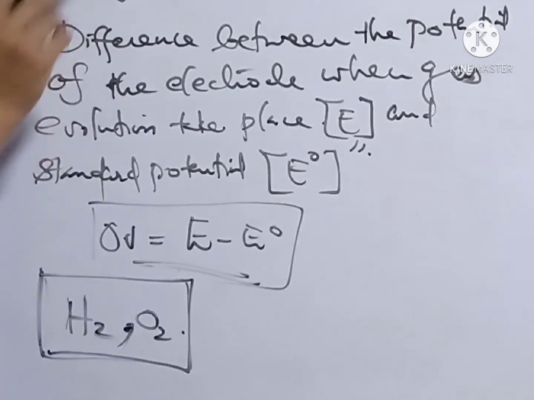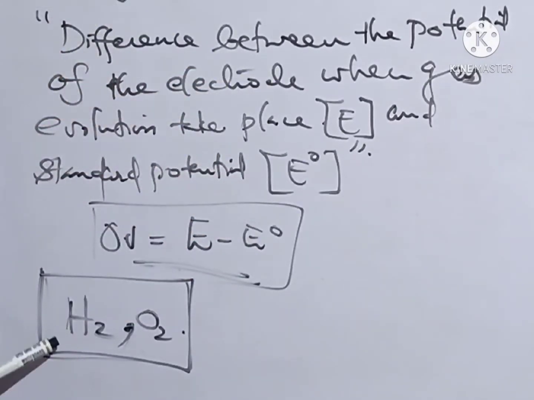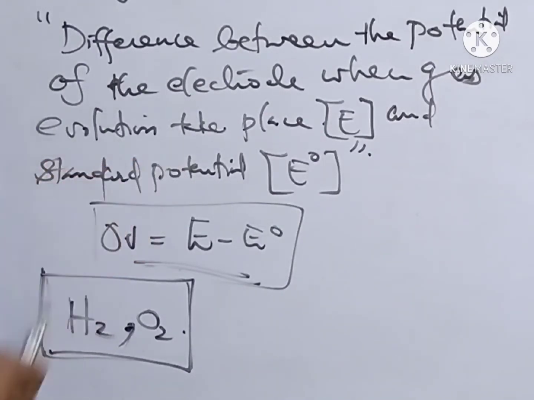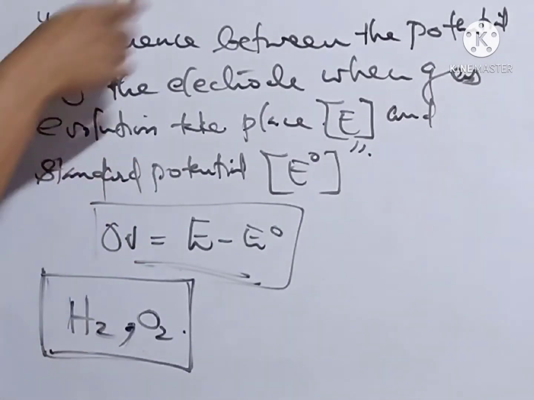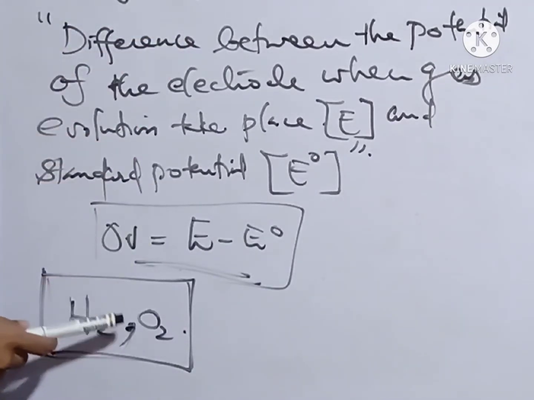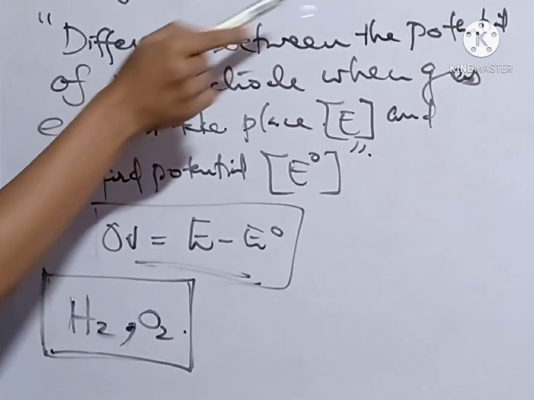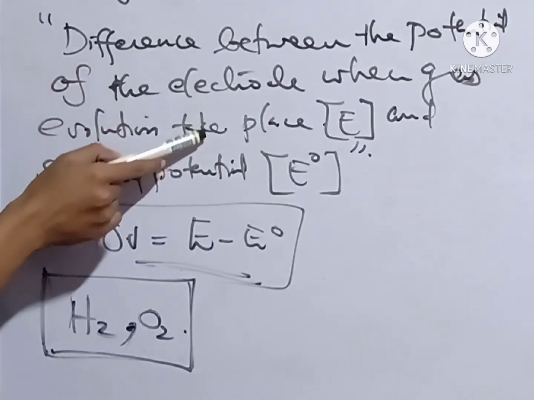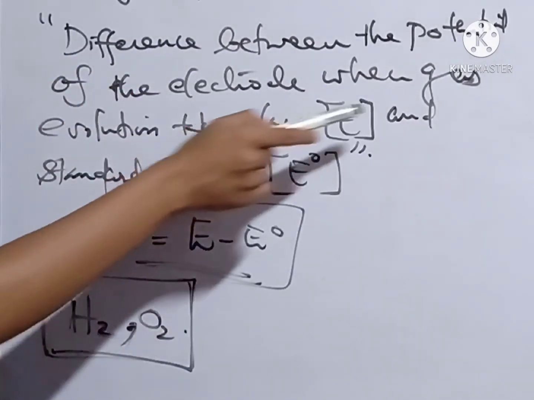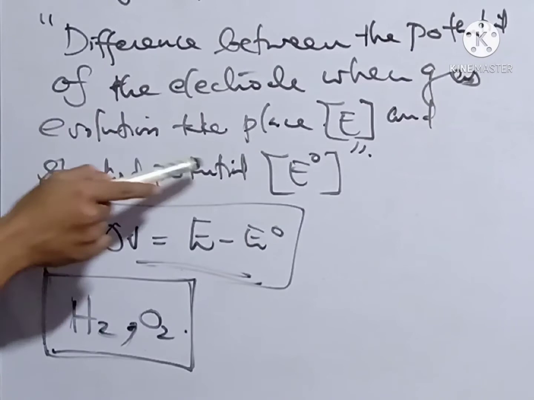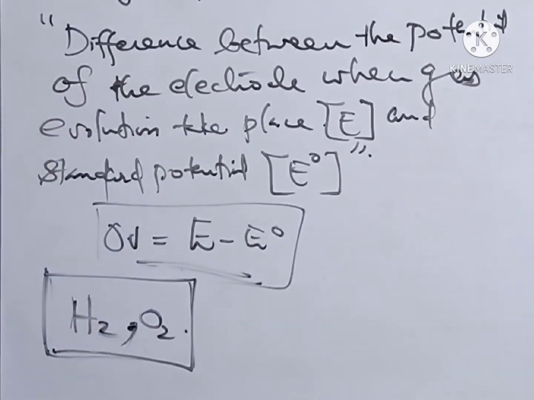So the difference between the potential when evolution of hydrogen gas takes place and the standard electrode potential is known as hydrogen overvoltage. If the evolution is of oxygen, then the difference between the potential of the electrode when oxygen evolution takes place and the standard potential is oxygen overvoltage. Okay, let's explain this in detail.